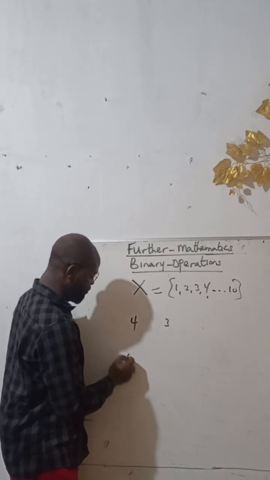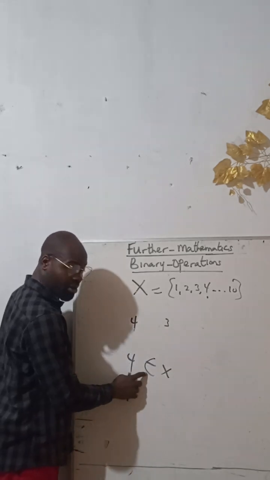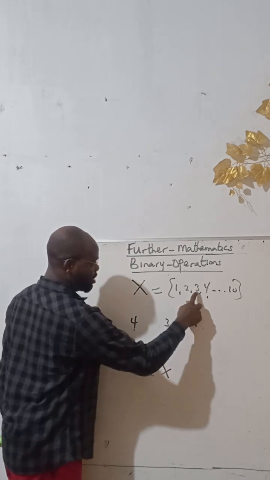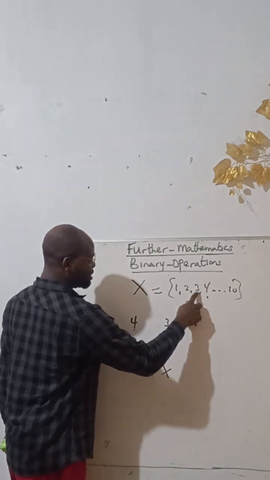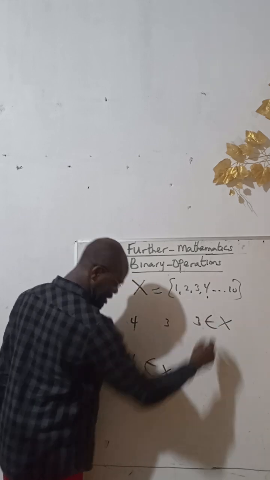So this element 4 is an element of this set x. That is, 4 belongs to x. 3 also can be found here. 4 can be found in x, 3 also can be found. 3 is an element of x. You understand what I mean now?